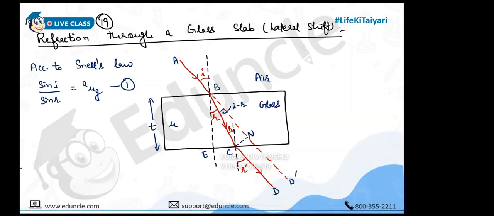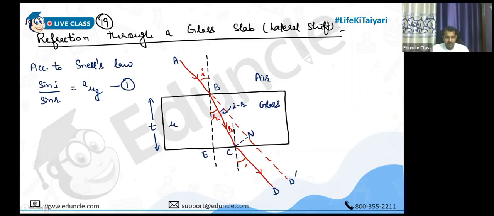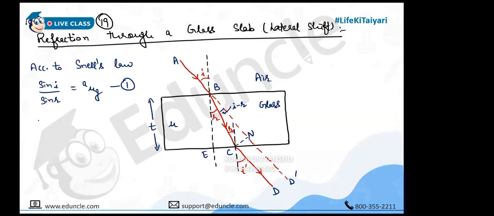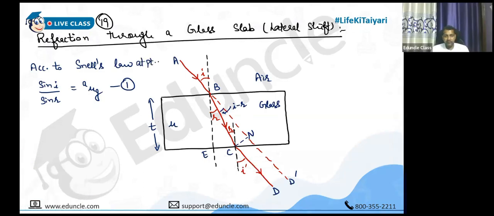Okay, let us call this I dash instead of R dash. That will be much better, because in fact this angle is equal to the angle of incidence. So please replace it by I dash rather than R dash. So Snell's law at point A, that will be better at point A.